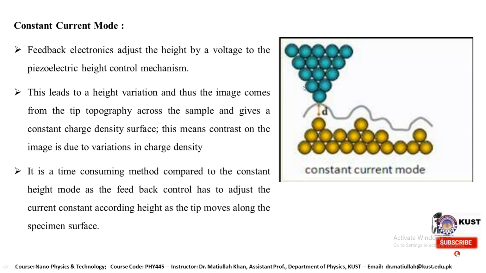This is the tip, this is the sample, and this is the separation d between the sample and the tip. This process is comparatively time consuming, because the feedback control has to adjust the height to keep the current constant as the tip moves along the surface. So we need to vary the height between the sample and the tip in this case, only to keep the current constant.